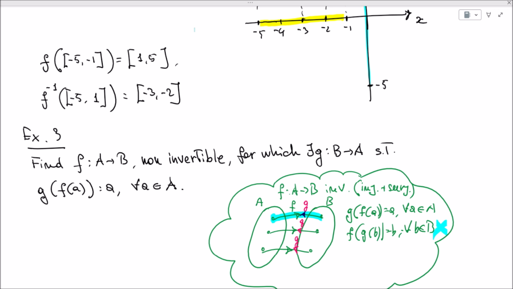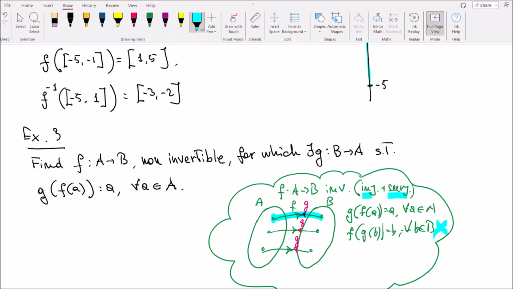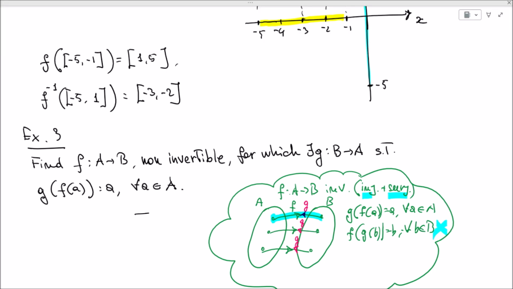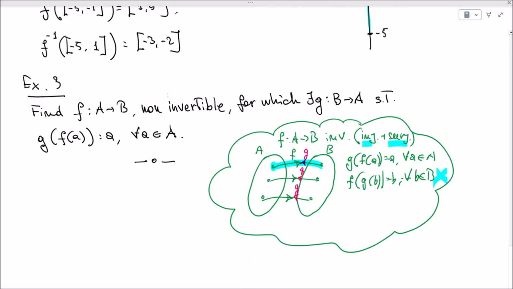Okay, so we need now to understand which of these two conditions, injectivity and surjectivity, can still hold if we want to meet this one condition. Now, the thing is this, that suppose that we have f not injective.